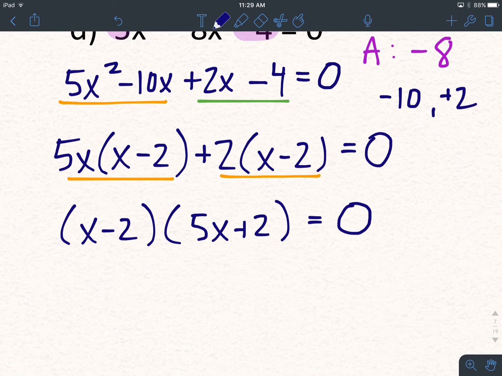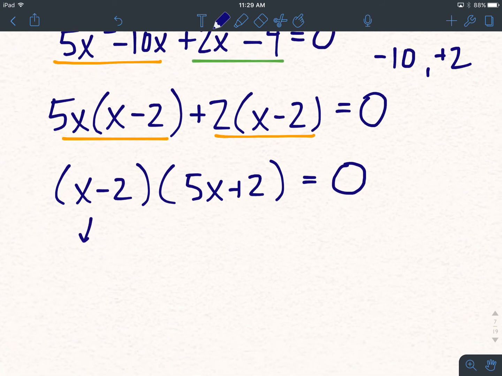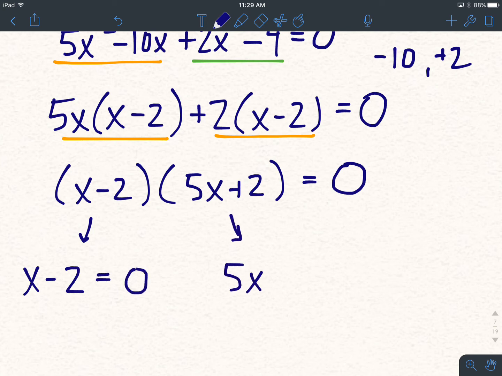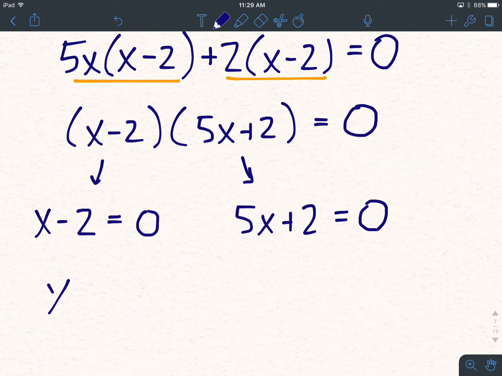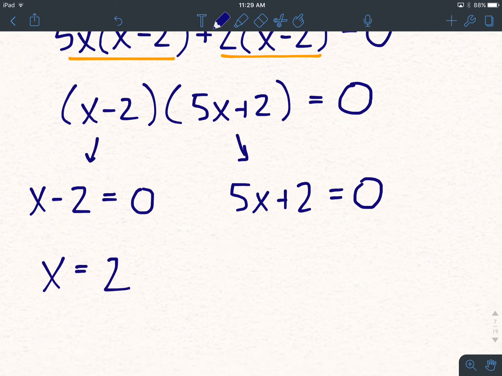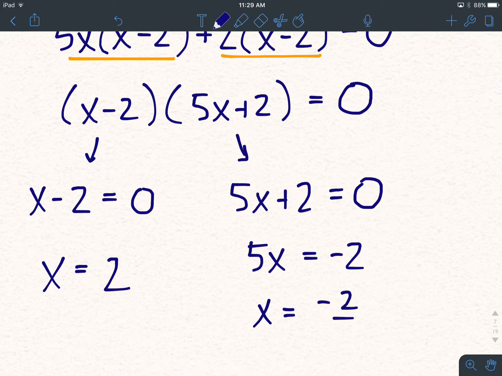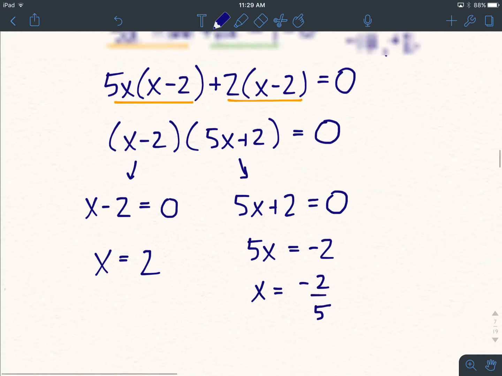From here, as before, I'm going to set each of these factors equal to 0, because no matter which of these two components of my factored result are equal to 0, it will drive the whole thing to be equal to 0. That's the nice thing about multiplying by 0. So now I'm going to reorganize this, transpose the 2 over to the other side. That gives us x equals 2. Here we've got 5x equals -2 and x equals -2/5. So those are my two solutions.